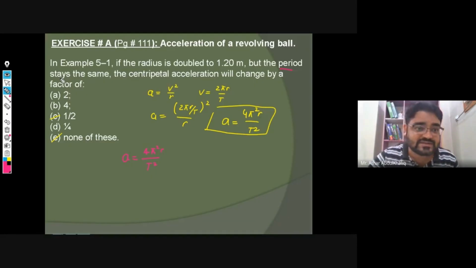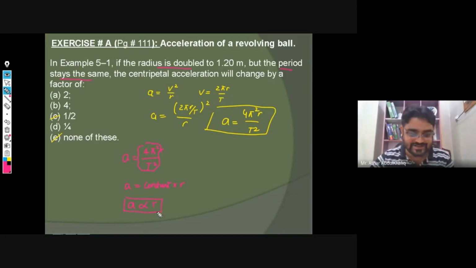Where they said that the period is constant. So it means 4 pi and T are constant. So I will write A is equal to a constant, all of these three things are constant, times R. So this relation says A is proportional to R. This proportional in mathematics is called directly proportional. If R increases, A will increase simultaneously. If you half the R, A will be half. If you double the R, A will be double. If you triple the R, A will be tripled.